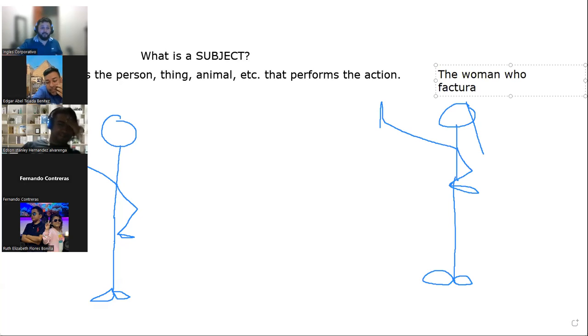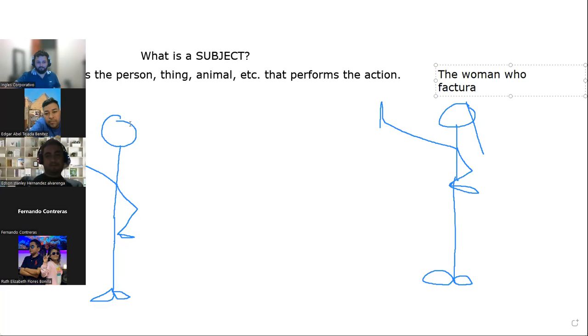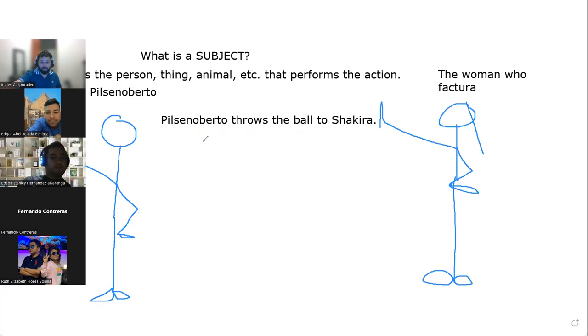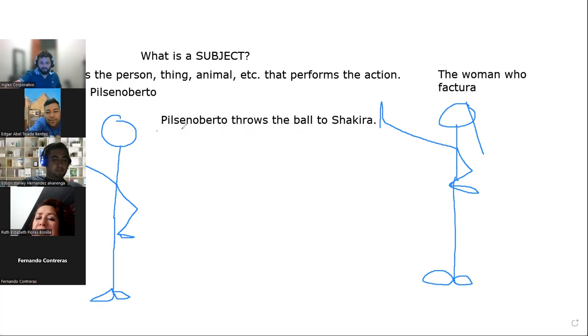So guys, who's going to perform the action? Who's going to throw the ball? Pilsenoberto. So we can construct the sentence, we can build the sentence here: Pilsenoberto throws the ball to Shakira. Here we can identify that the subject is Pilsenoberto.